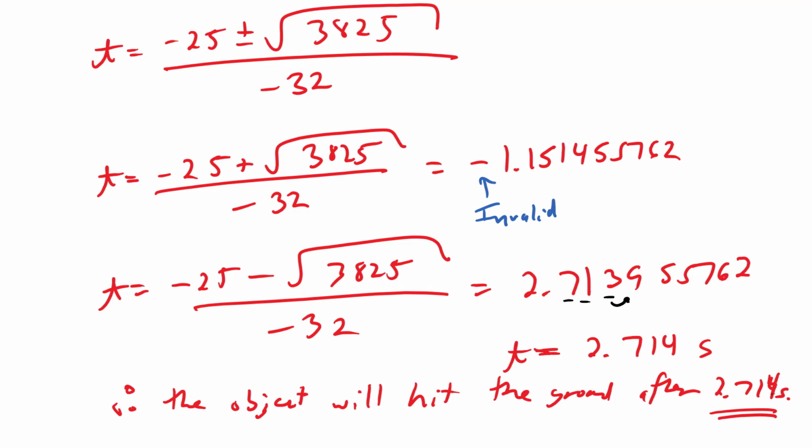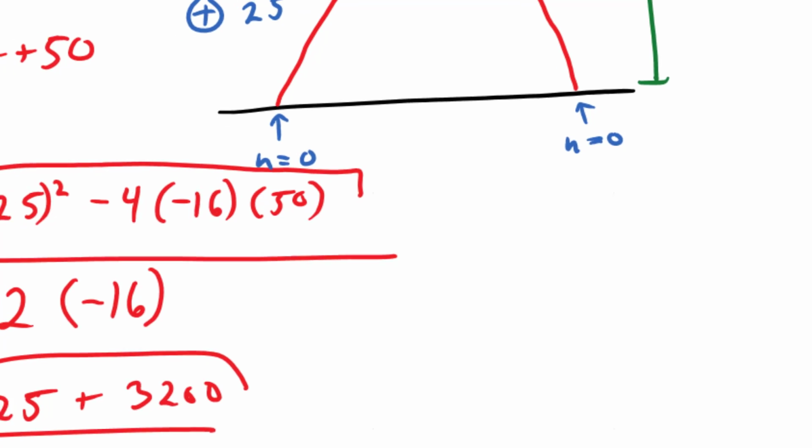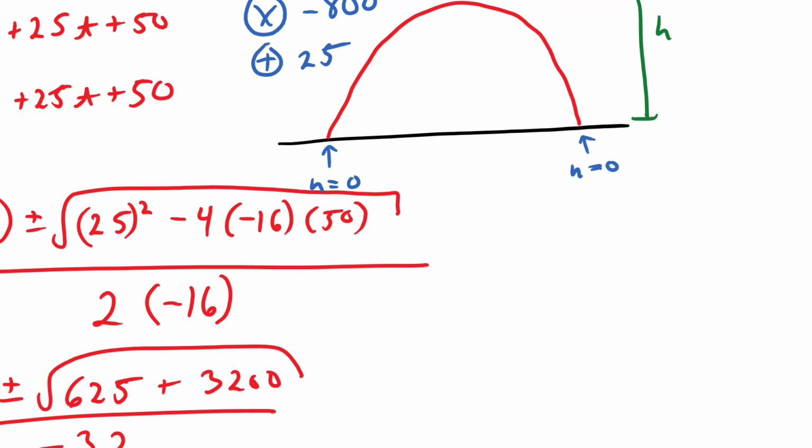I just want to go back for a second and look at that negative value. Where is that value coming from? Let's look at this diagram. Time here would be at 2.714 seconds. This here would be a time of negative 1.151 seconds.